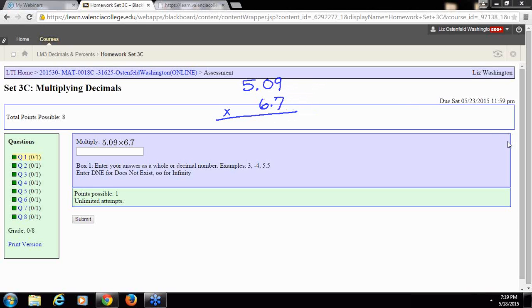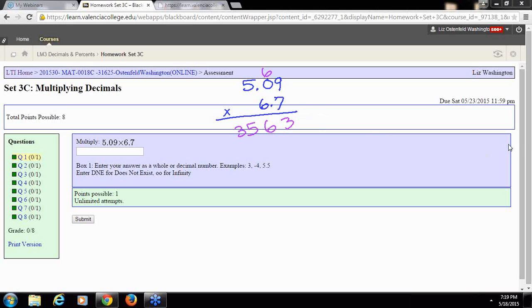Here, when I go to multiply, I'm going to multiply like I normally do. 7 times the 9. Let me change my color. 7 times 9 is 63. So I'm going to put the 3 here. I'm going to carry the 6. 7 times 0 is 0 plus the 6. 7 times 5 is 35.